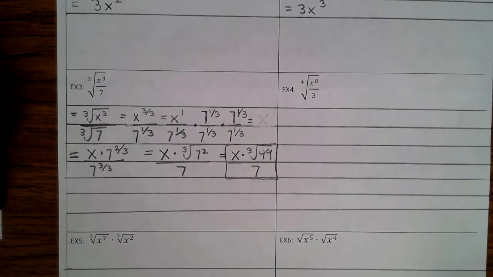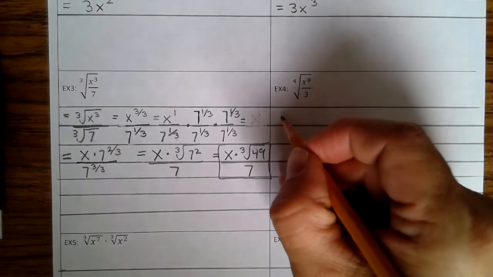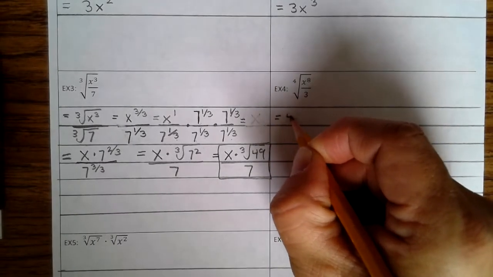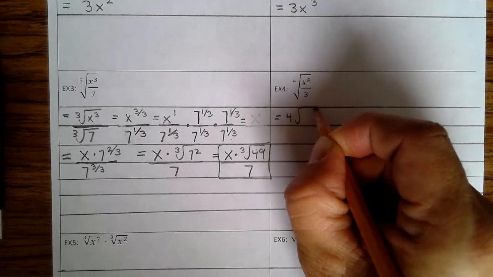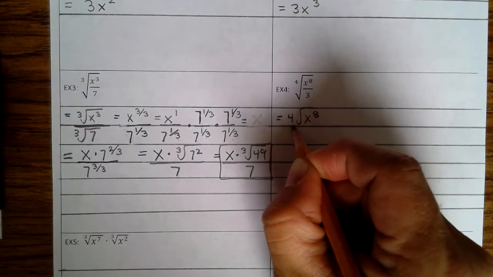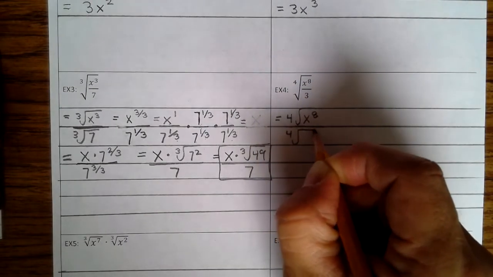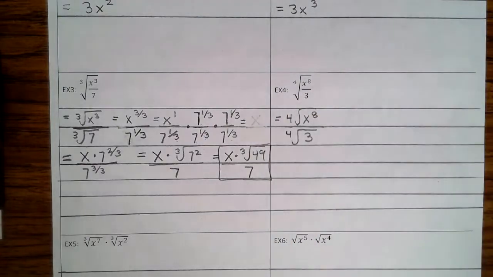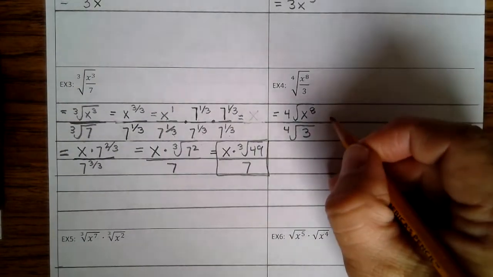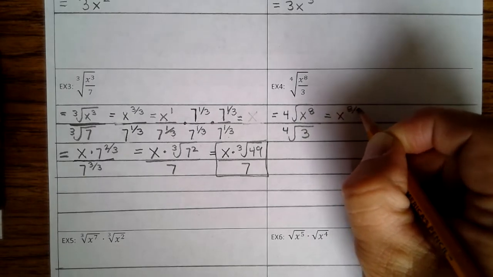Okay, let's take a look at example 4. Again, we're going to have the 4th root of x to the 8th divided by the 4th root of 3. So that equals x to the 8 divided by 4.